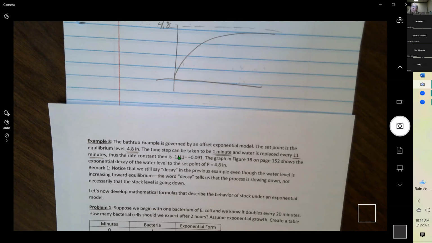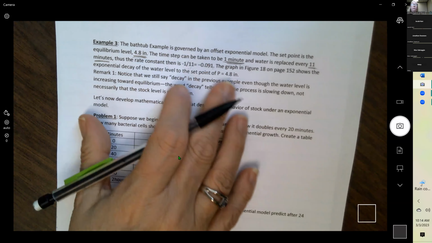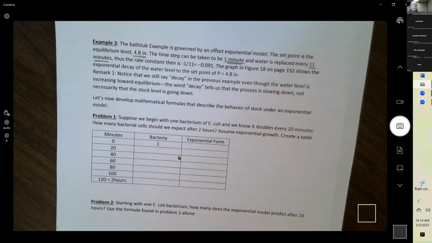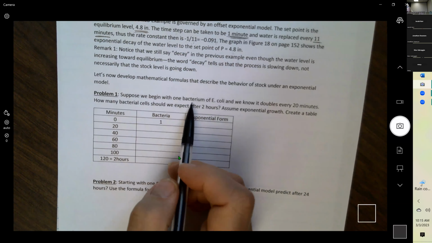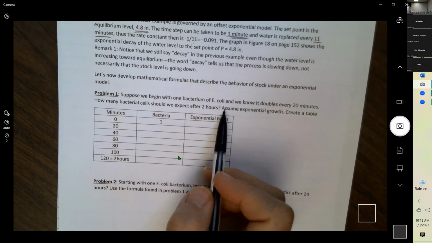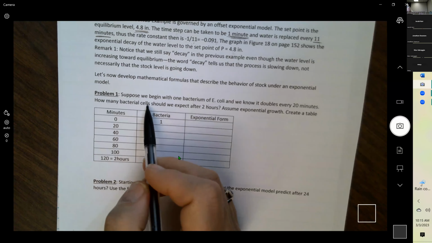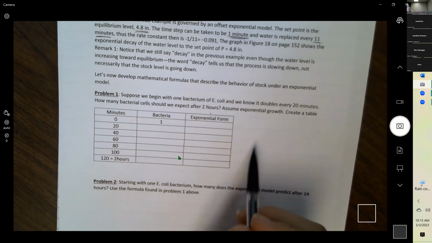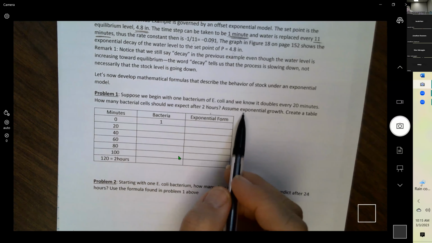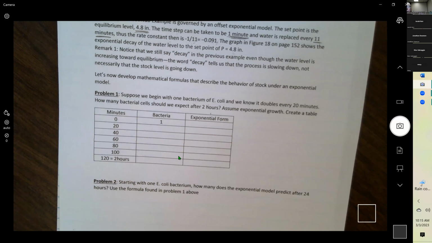Okay, let's find a formula. To find a formula, it's a lot easier than trying to do it all in your head, or not knowing where to start. Suppose we begin with 1 bacteria of E. coli, and from before, we know it doubles every 20 minutes. How many bacteria cells should we expect after 2 hours? Assume exponential growth. We are assuming exponential growth because it's doubling every 20 minutes.